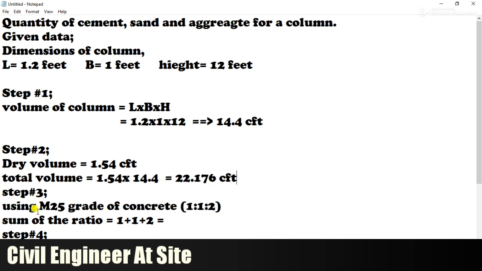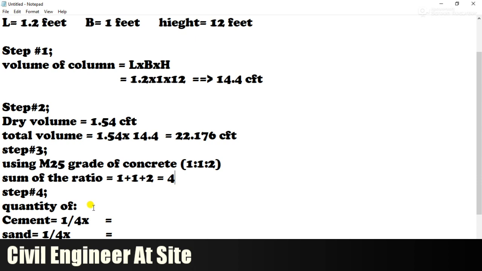Now in step 3, to make concrete for this column we are using M25 grade of concrete, which has the ratio 1:1:2. So the quantity of cement will be 1, the sand quantity will also be 1, and the coarse aggregate will be 2. To go further, we have to find the sum of the ratios. For that, 1 plus 1 plus 2 is equal to 4. This is the sum of the ratio.